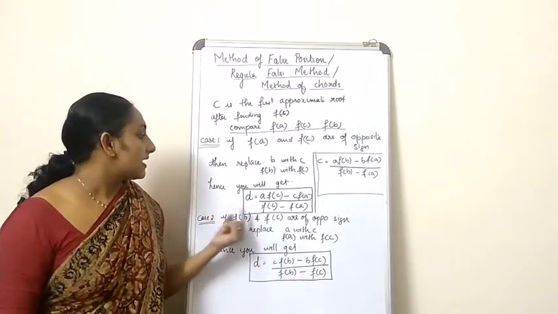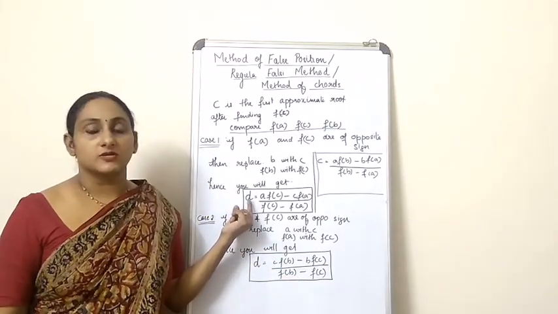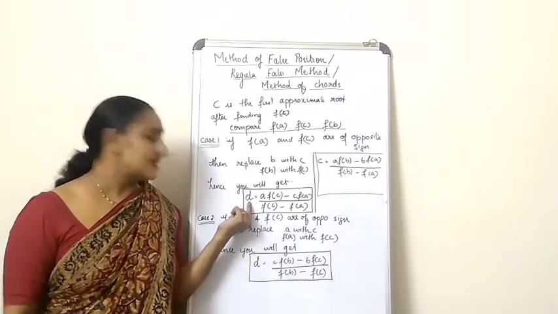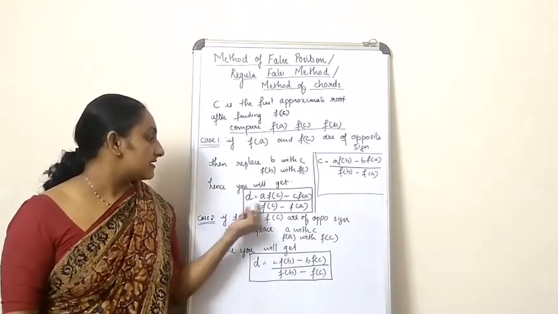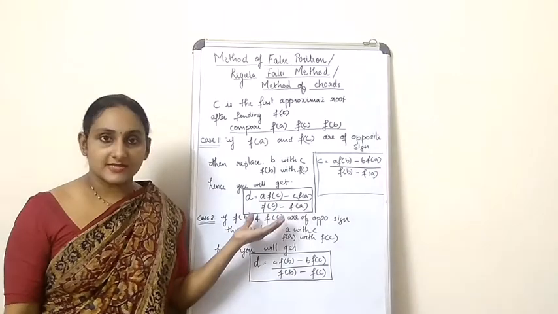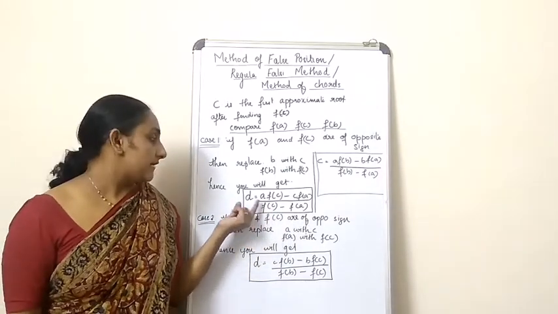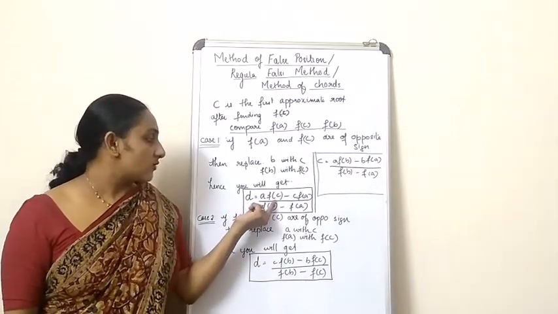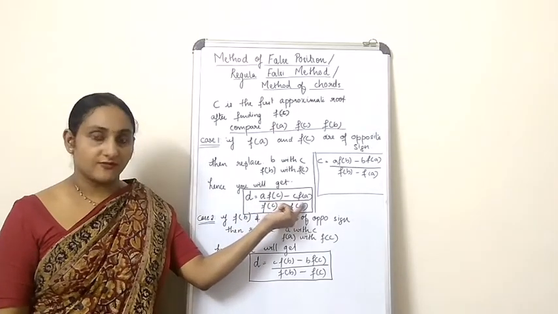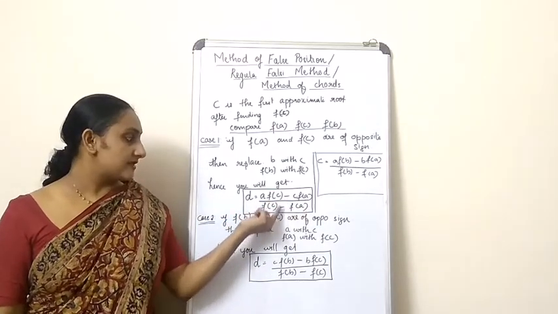When you find out the next approximate root, I have named it d. Now d is equal to what? I have replaced as we said before, and I have got a into f of c minus c into f of a, the whole divided by f of c minus f of a.